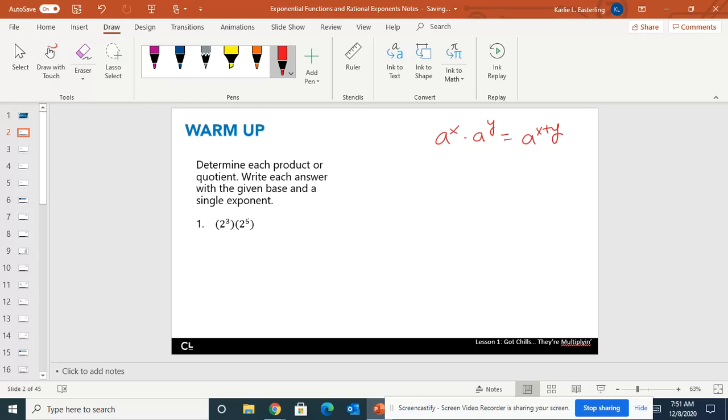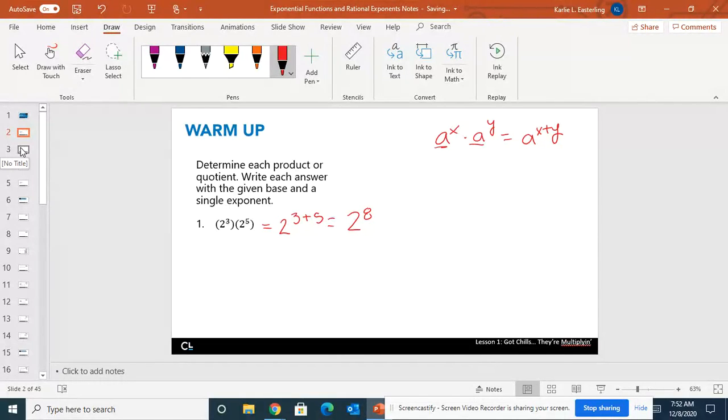Whenever you're multiplying, you are going to add the exponents and keep the base. So the base up here with this a to the x, that base is a. Your exponent is x, base is a, exponent is y. So down here, you're looking at a base of 2, so we're going to keep that 2, and then we are going to add 3 and 5. So you're looking at 2 to the 8th. And that is writing this answer with the given base and a single exponent.